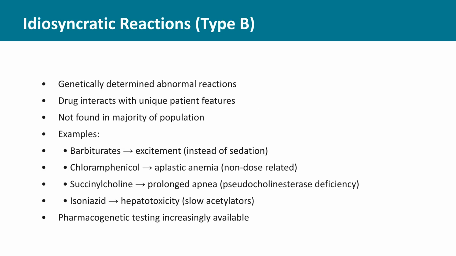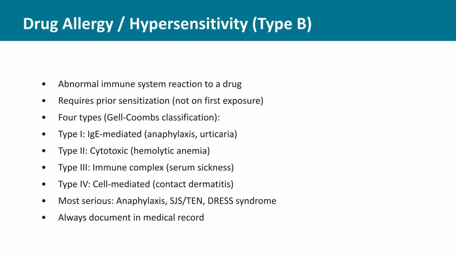levels and safety. Idiosyncratic reactions, a Type B mechanism, are genetically determined abnormal responses unique to certain individuals, such as prolonged apnea due to pseudocholinesterase deficiency. Drug allergy or hypersensitivity, another type B reaction, is an abnormal immune response requiring prior sensitization.